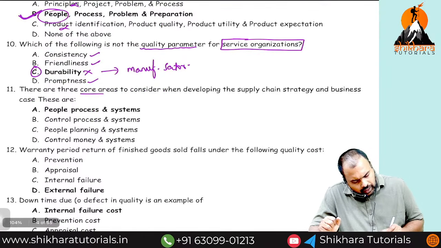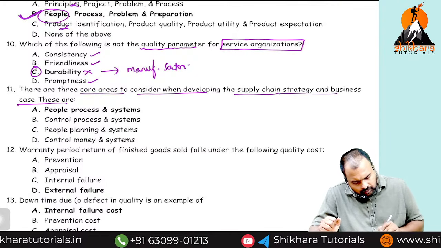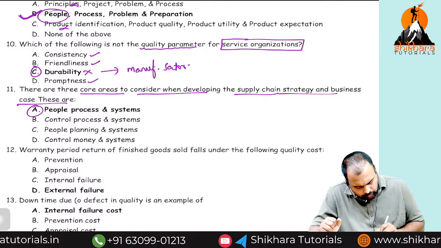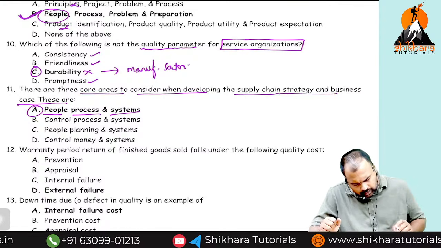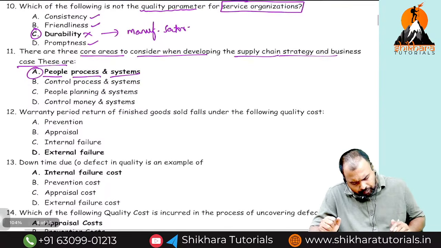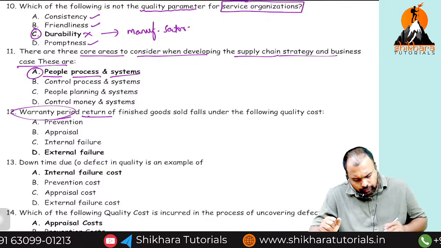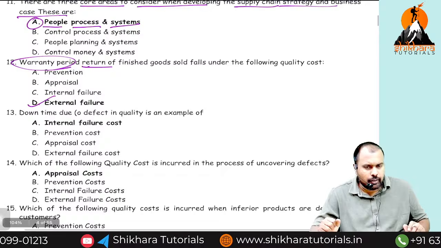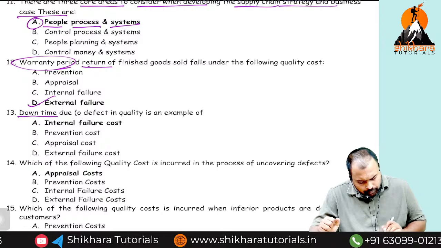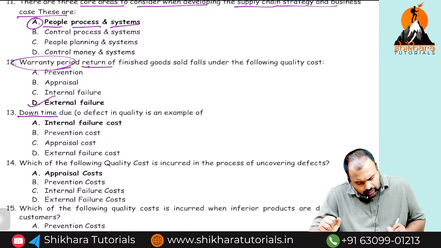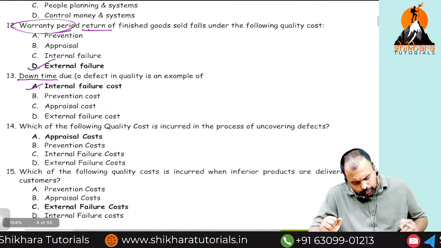Next, there are 3 core areas to consider when developing supply chain strategies on the business case: people, process and systems. Those have to be the core things. Yeah, that's the basic definition, sir. Now, warranty period return, in the sense returned by the customer, has to be external failure. Now, downtime due to defective quality is an example of internal failure. So internal failure only.